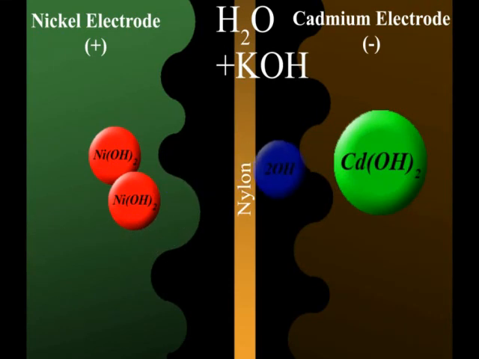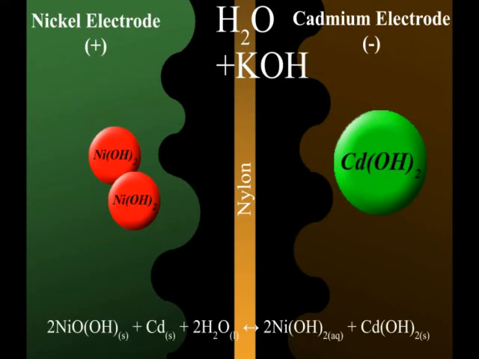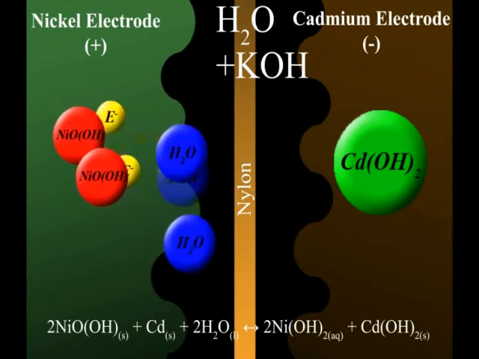The two hydroxides travel and react with the cadmium in the first part of the reaction. The whole reaction can be written like this. During the reaction, the potassium hydroxide molecules are spectator ions and just act as a bridge to allow the hydroxides to move around the cell. The whole reaction is reversible, and that's what allows us to recharge batteries.